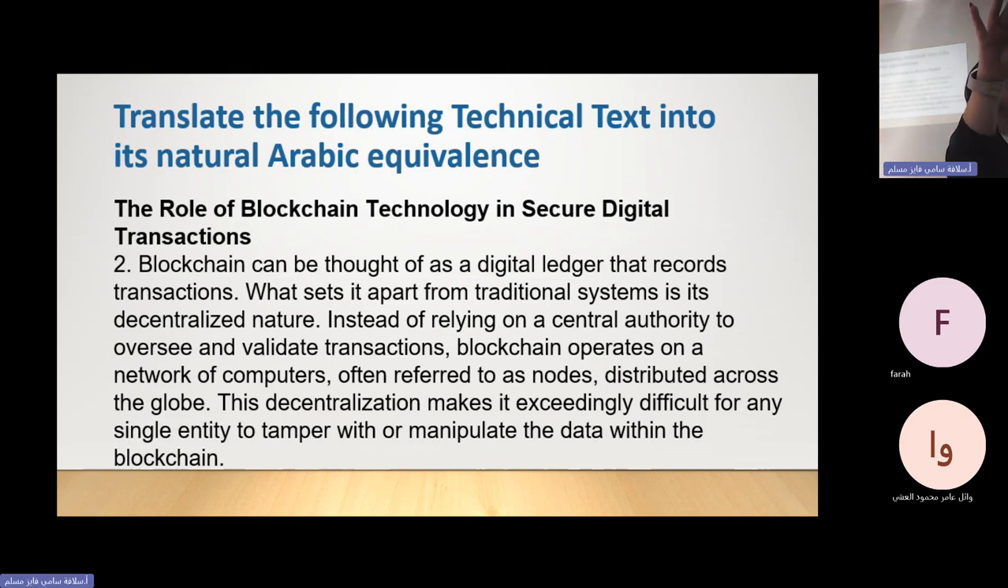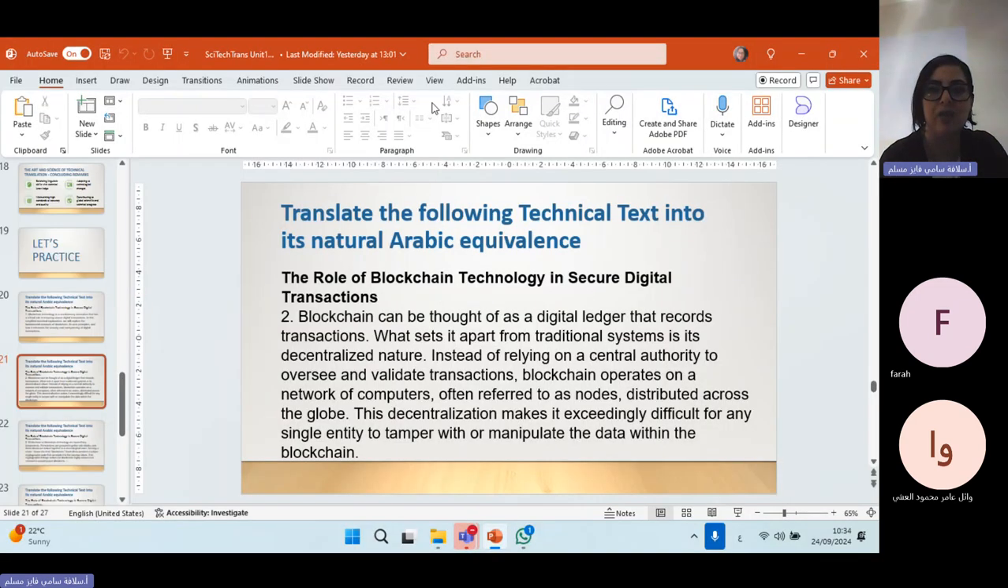Very nice flow of information, grammatical and syntactic structure of Arabic. Very nicely put. Good job, you guys. Thank you. We will stop here today and I will see you, inshallah, next week. Thank you, Wael and Farah, for being with us.